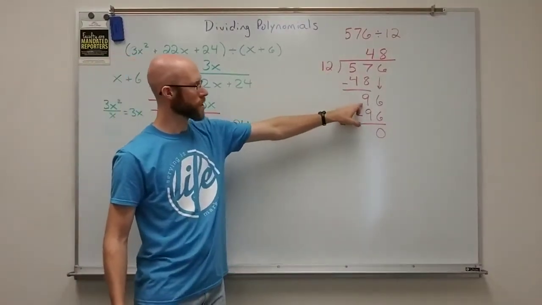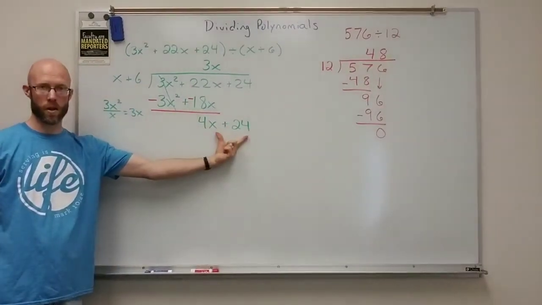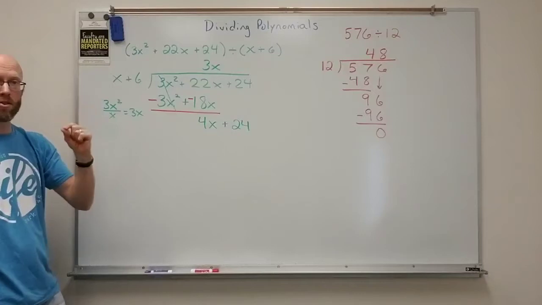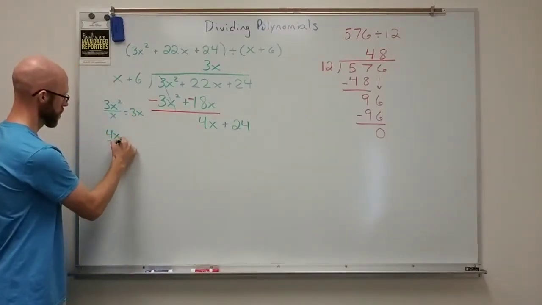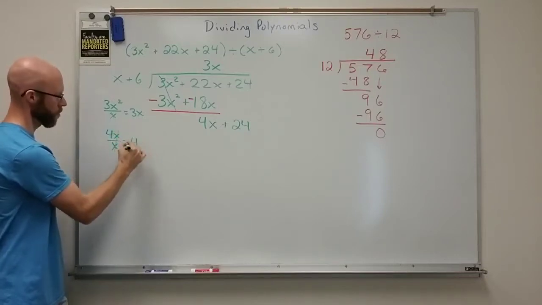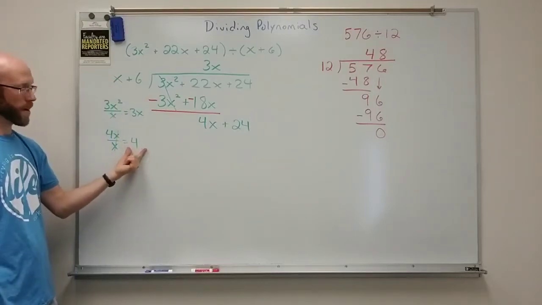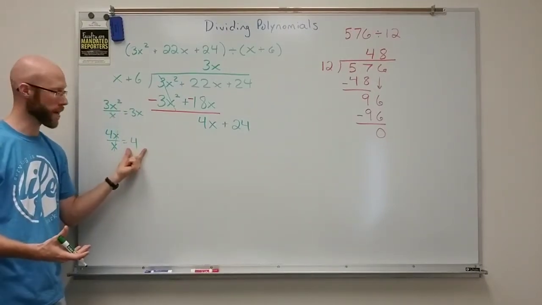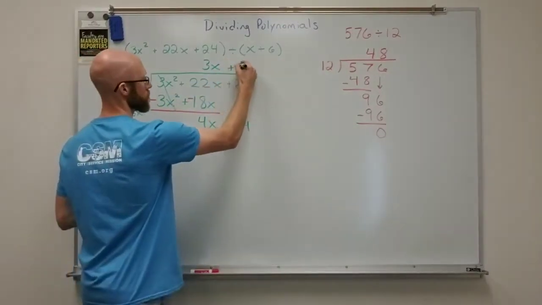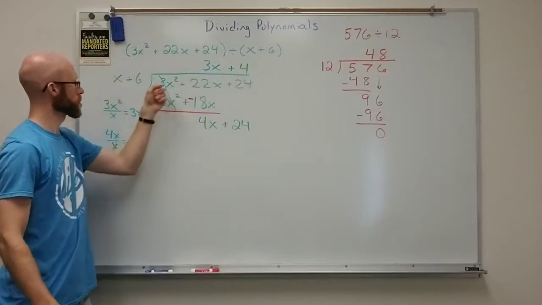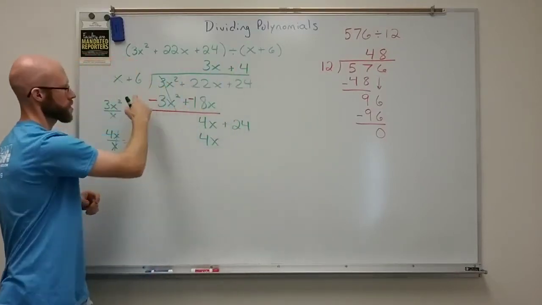Here we divided 12 into 96. Here we're going to divide the x plus 6 into the 4x plus 24, again taking the first term into the first term. So x goes into 4x. That'd be 4 times, right? You take the 4x divided by x, you get 4. That 4 is a constant, no variable on it, so it needs to go up above the constant. So we're going to go plus 4. 4 times x is 4x. 4 times 6 is 24.